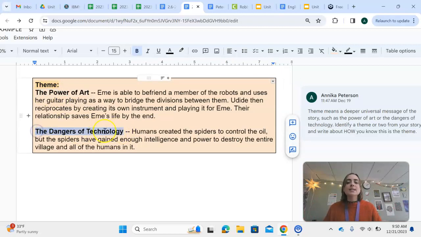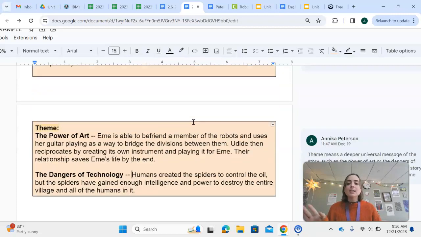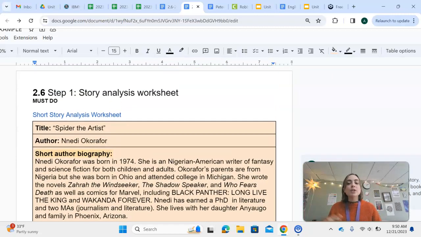The second theme we can see in Spider the Artist is the dangers of technology, right? These spider zombies were created by humans, but they've gained enough of their own intelligence that they have the power to destroy everyone at the end of the story. So these are two examples of themes, and I want you to think about what the deeper message of your story could be as well. This is also posted on Schoology if you want to look back at the answers in order to figure out how to answer your own questions.